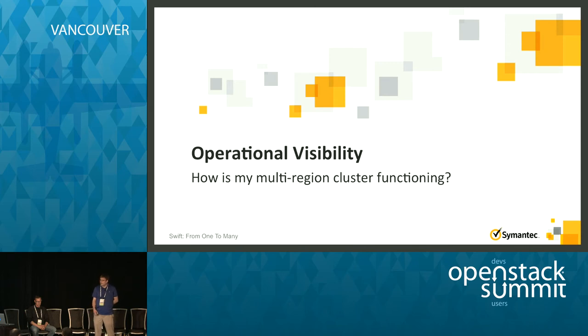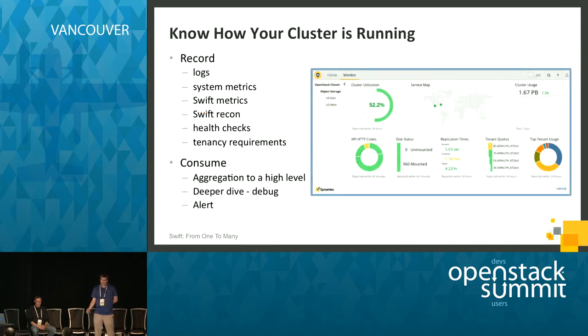We also spent some work on visibility and operations for understanding exactly how things are running. First, we need to have all the data to understand exactly how things are operating. We need the logs. We need system metrics, including metrics about XFS and how that's performing. Swift Recon, our internal health checks, to make sure everything's running properly. And certain tenancy requirements, depending on if you need to know SLAs or stuff about individual tenants.